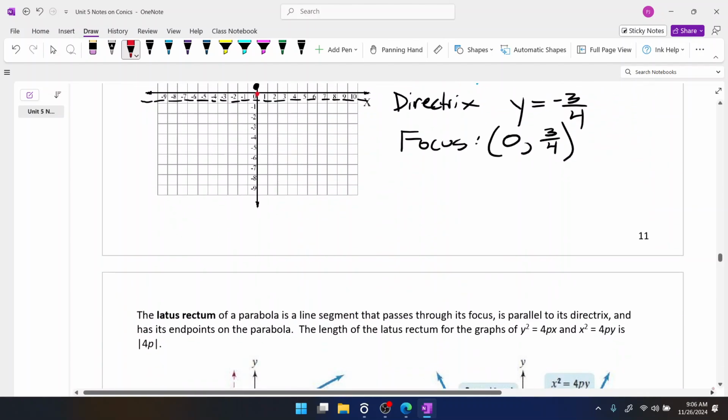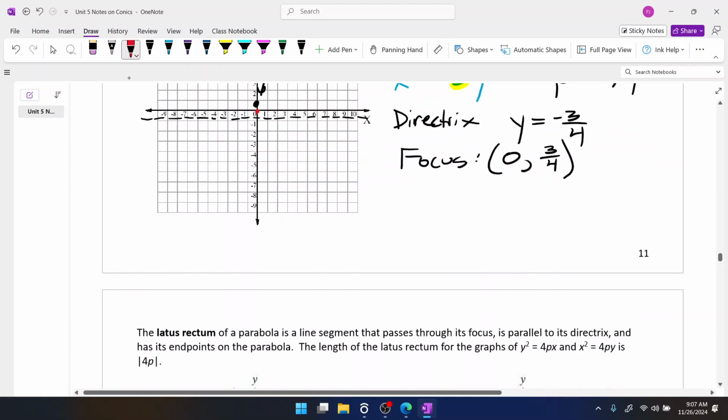It's the latus rectum. The latus rectum of a parabola is a line segment that passes through the focus and is parallel to the directrix, and it'll have its endpoints on the parabola. So regardless of the form of the parabola, whether it's a y squared or an x squared, the length of your latus rectum is going to be the absolute value of 4p.